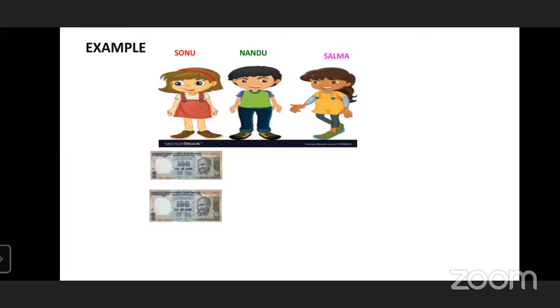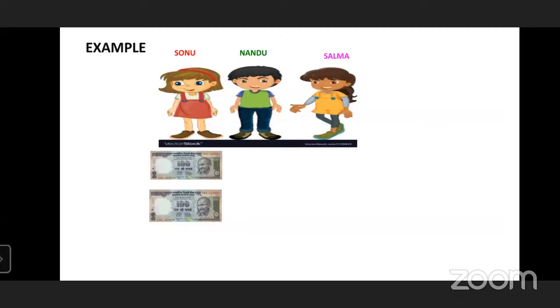Sonu was having 2 notes of 100 rupees. That means she was having 200 rupees. She remembered that she has to give some amount to Nandu, because once when she was not having money, Nandu had helped her. So Sonu has to give 70 rupees to Nandu.